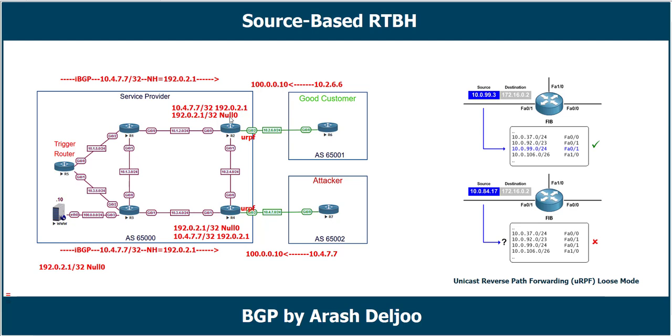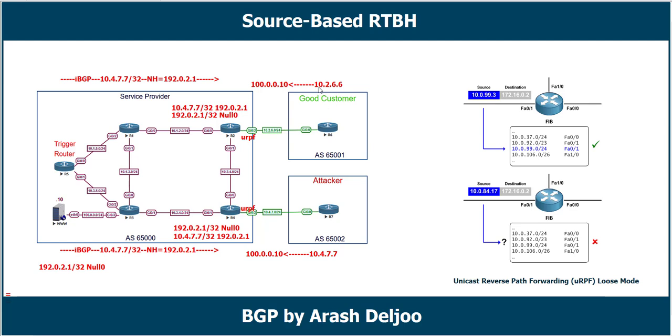It means that when we receive a packet with the source IP of 10.4.7.7, this source IP is available inside the routing table, but its next hop is 192.0.2.1 and it should forward to null 0. It means that it should be dropped. Now uRPF checks the source IP, compares it with the routing table, and it will drop it.